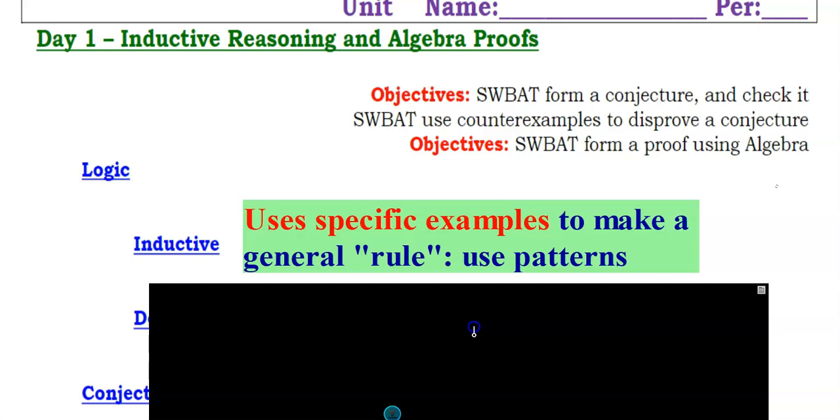So let's talk about logic, okay? Logically, how can we prove something? One way is by inductive reasoning. Inductive reasoning uses specific examples to make a general rule, and it uses patterns.